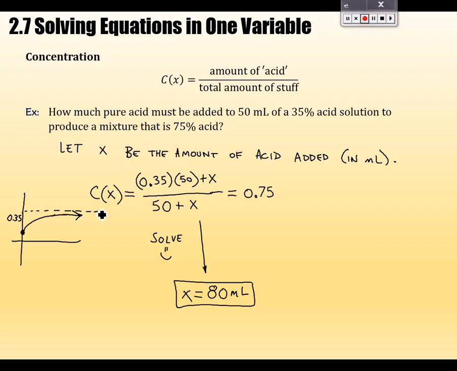Yeah, as you add more and more, an infinite amount maybe even of acid, your concentration approaches 1. What does 1 mean? 100%, right? So we can get as close to 100% concentration as we want, theoretically at least.